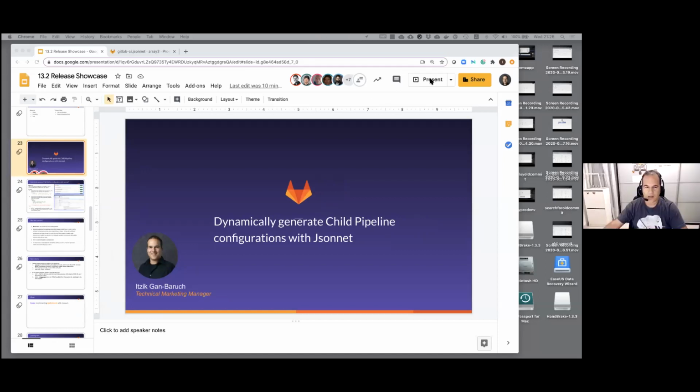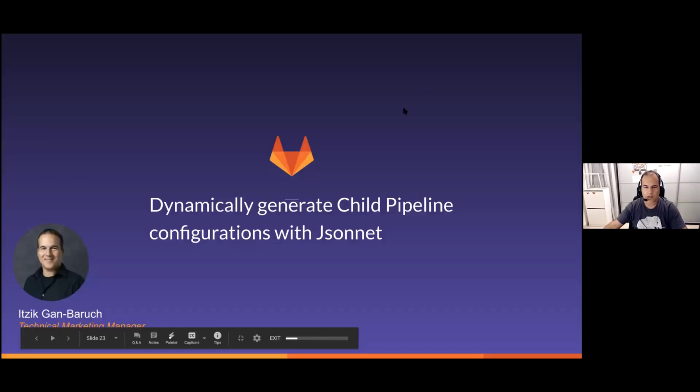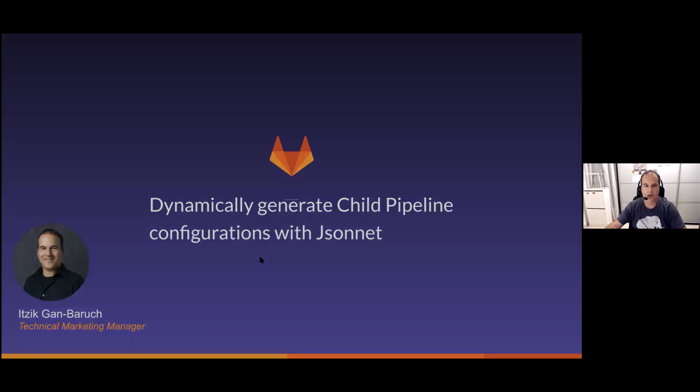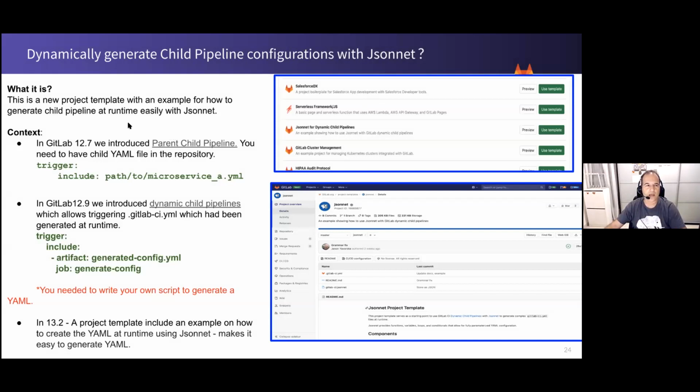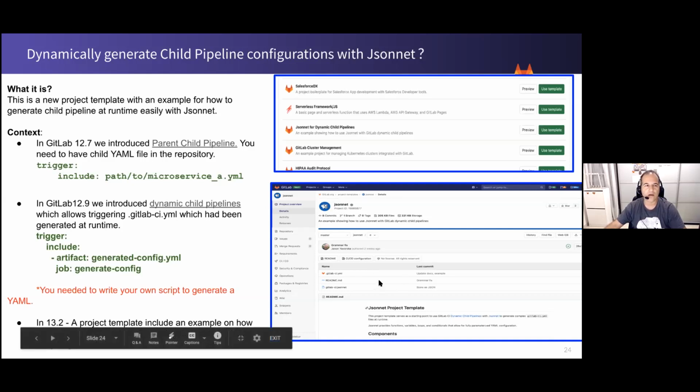Hi, I'm Itzik Gan-Baruch, and today I will speak about dynamically generating child pipeline configuration with Jsonnet. This is part of the CI use case go-to-market, and this is something that was also released in 13.2. So what it is, it's very simple. In 13.2, they just released a project template as an example of how to use Jsonnet, and I will elaborate on what Jsonnet is.